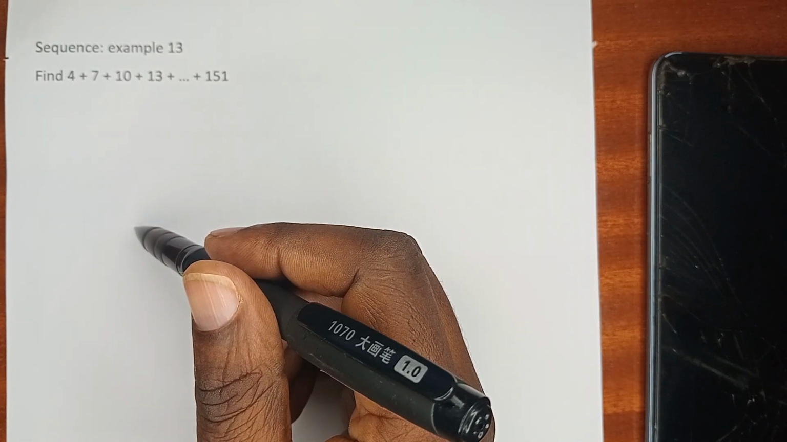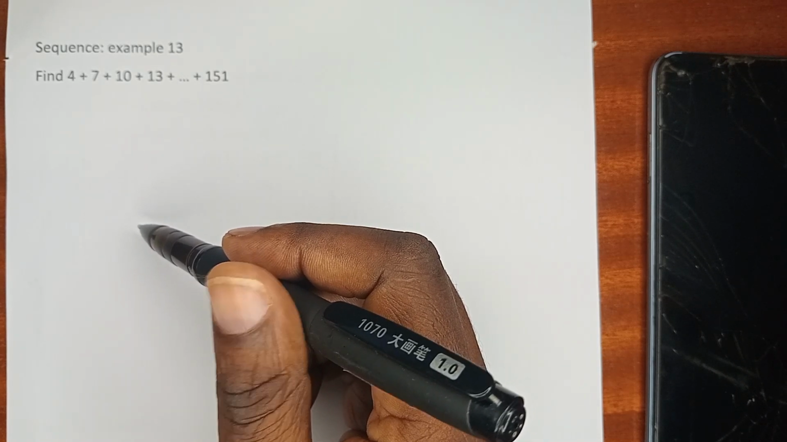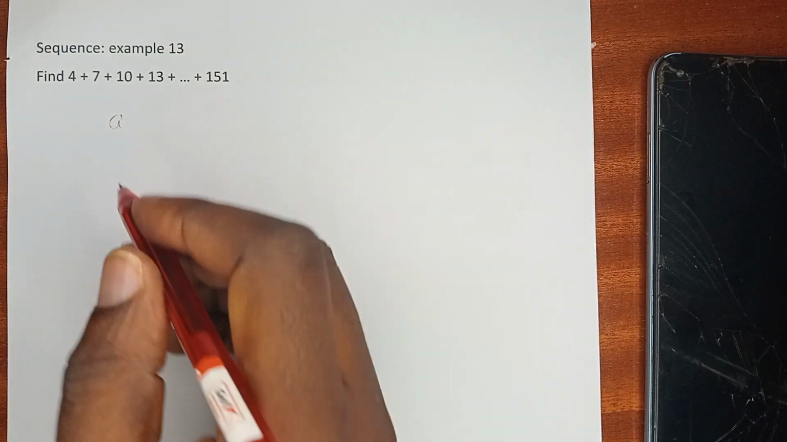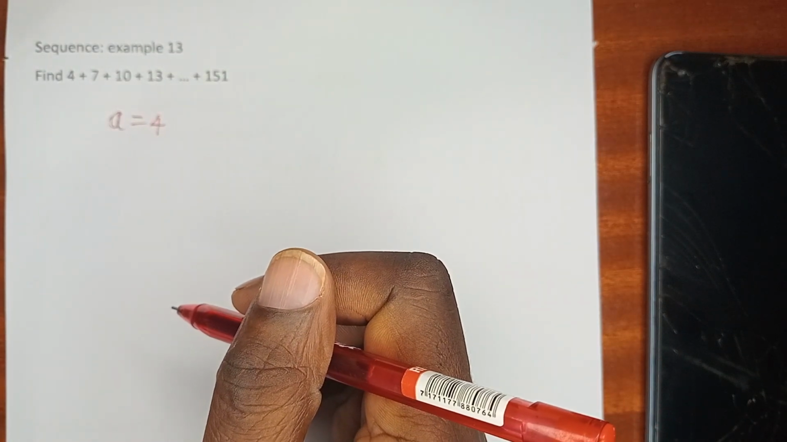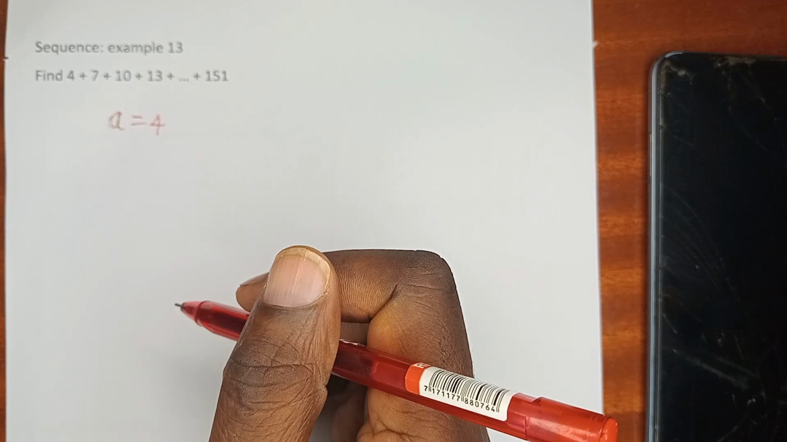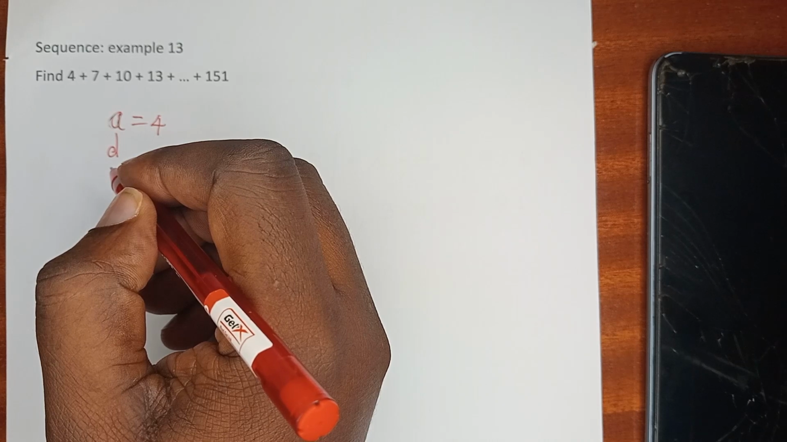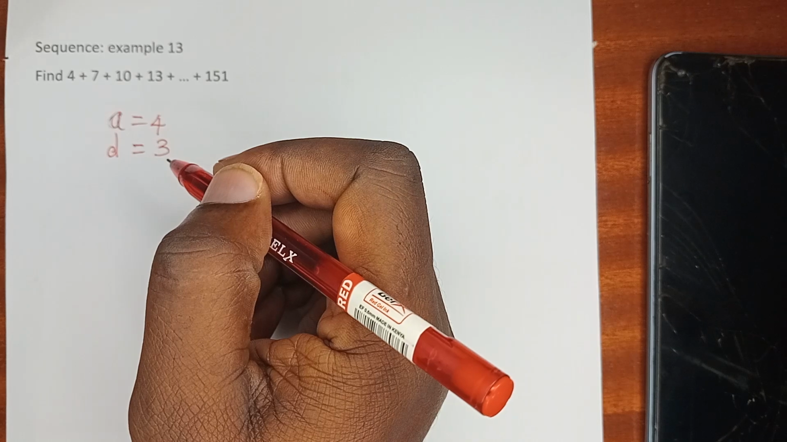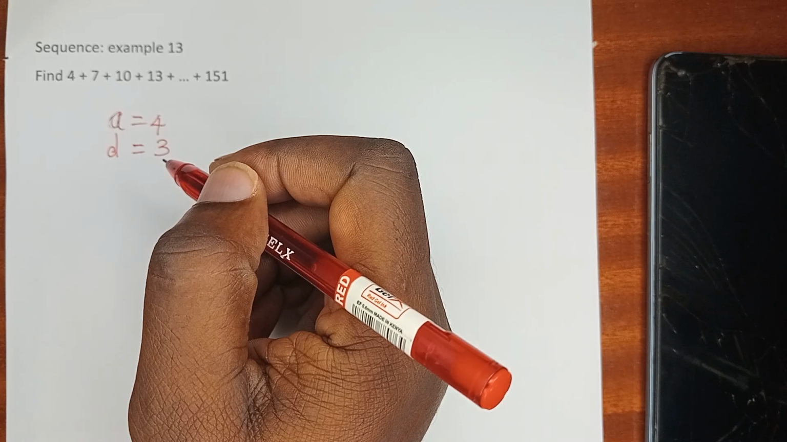Now, there is some work here to be done. First of all, it has to be known that our A is 4. Our first term, A, is 4. Our common difference, which is D, is 7 minus 4 or 10 minus 7, and it is 3. Now, what we don't know is how many terms we need to add.